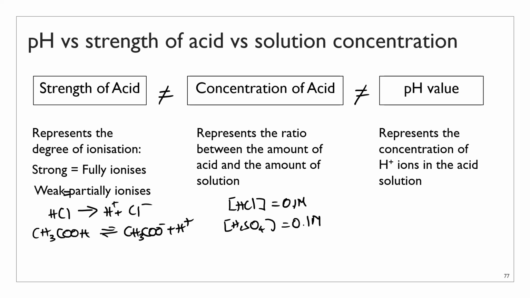So these 2 solutions have the same concentration of the acid, but the hydrogen ion concentration is going to be different because one acid is monoprotic and one acid is diprotic. So even though these 2 acids have the same concentration, their pH values will actually be different. Okay.